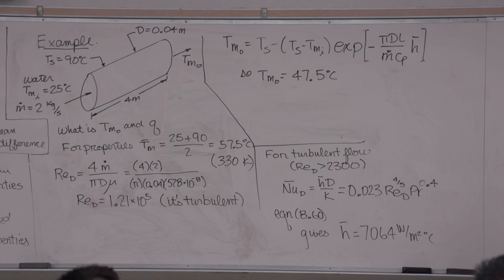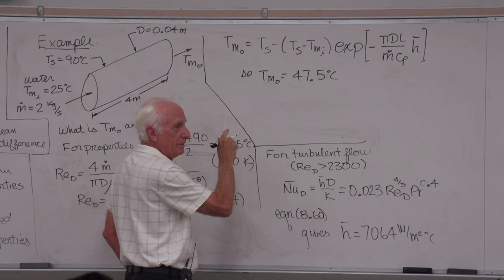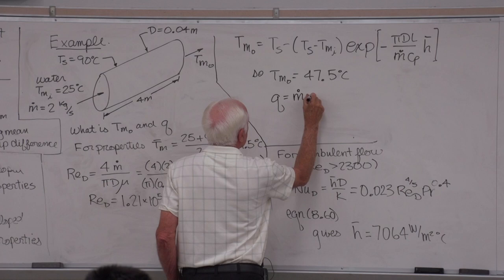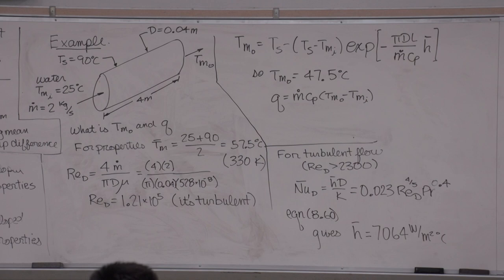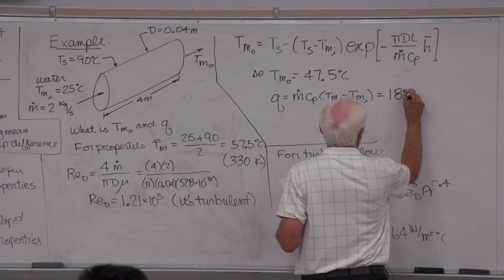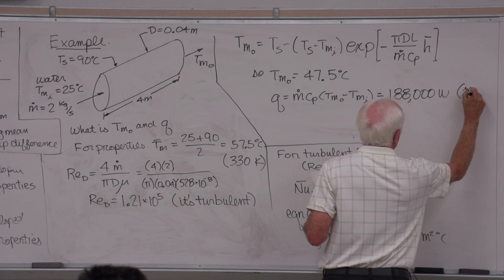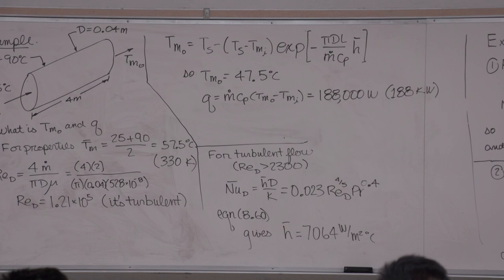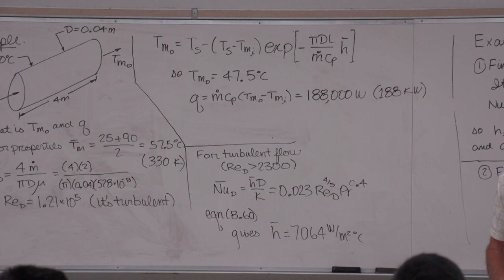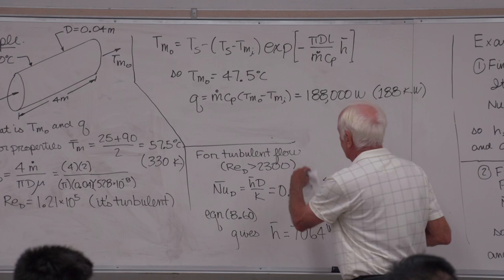Now, I got to find Q. Okay. Let's do the easy way first. Q equals m dot C sub P times T mean out minus T mean in. I just found T mean out. Okay. That's the easy one. 188,000, kilowatts. Okay, so I found Q. All right, I need space, so I'm gonna get rid of this stuff.